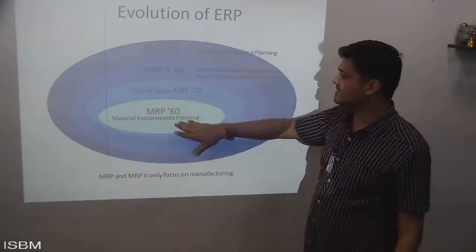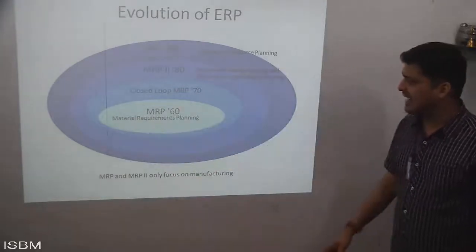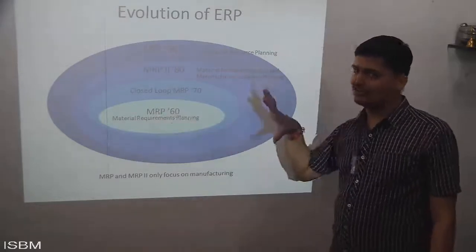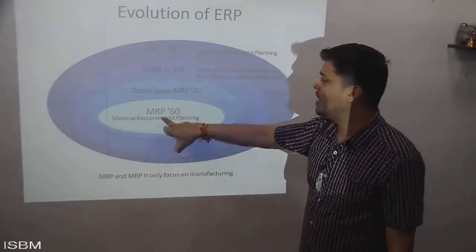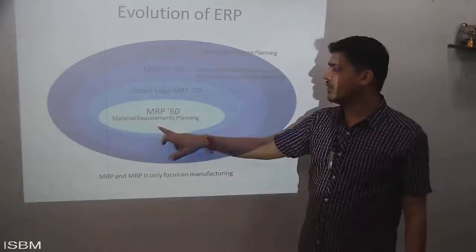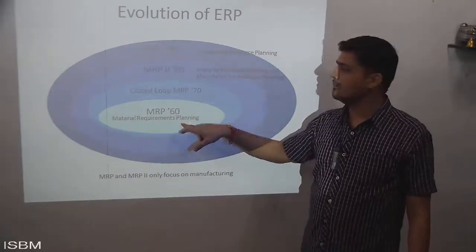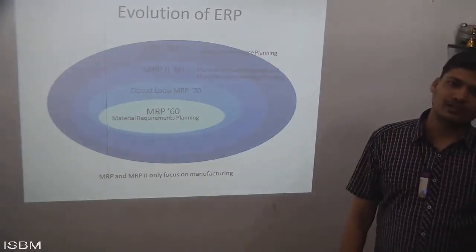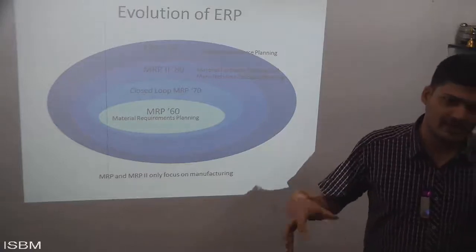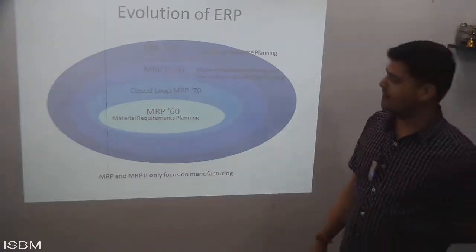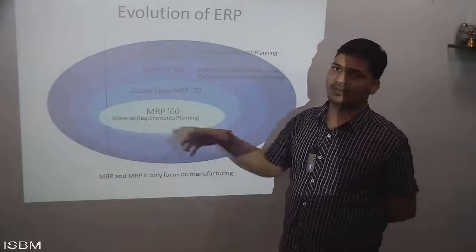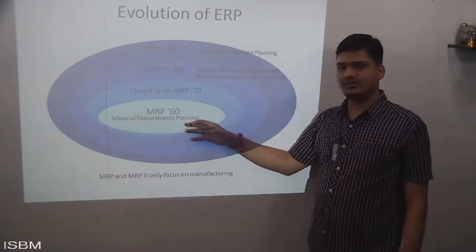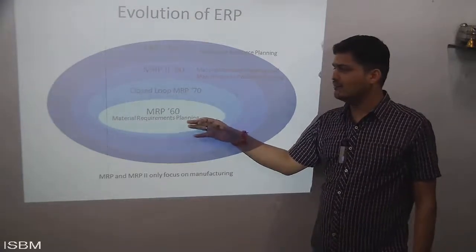It starts in the 60s. In the 60s there was not exactly the ERP concept, but there was something called MRP, which is material requirement planning. Initially, most manufacturing organizations were concentrating on material requirement or material management, so they introduced this kind of software, which is called MRP.